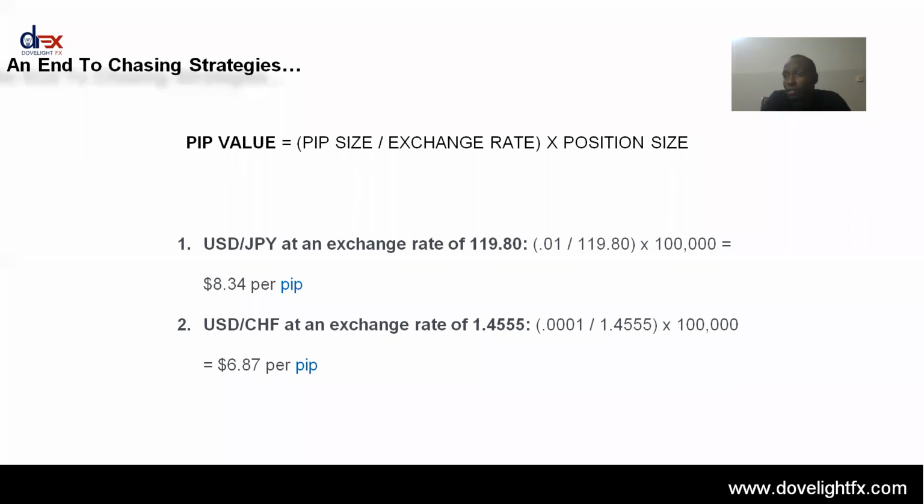You can see it's not $10. That is an ideal case. But in real life, when you trade, it can't be $10. Some might be, but it can't always be $10. You can see this is $8, not even 9, not even 9.5.